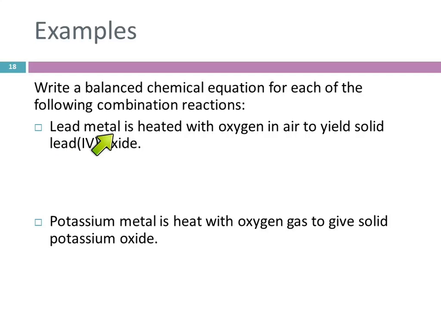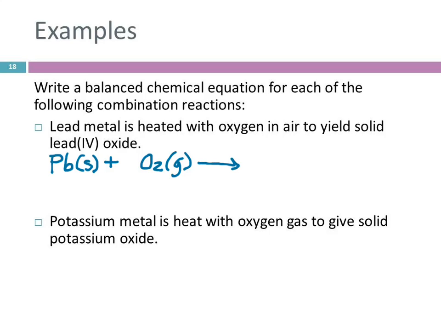So lead metal. What is the symbol for lead? Pb. And if it's a metal, what is its state symbol? S. It's a solid. Is heated with oxygen. Okay, so plus O2. And oxygen is in what state at room temperature? A gas. We can look at the periodic table and see that oxygen's element symbol is in red. The red ones are gases at room temperature. But I think most of us recognize that oxygen is a gas.